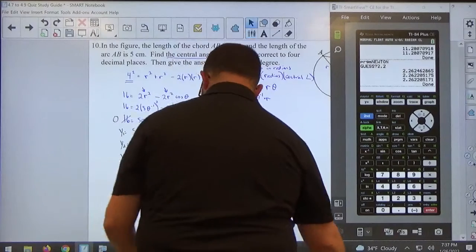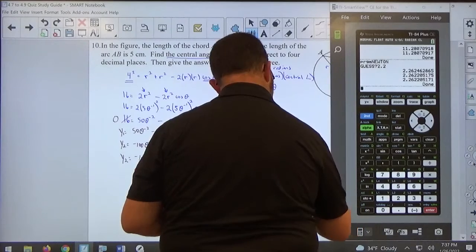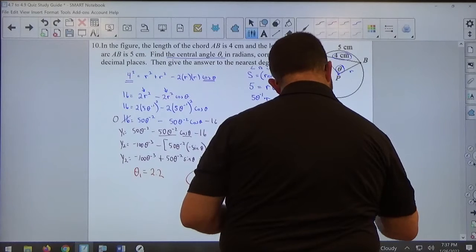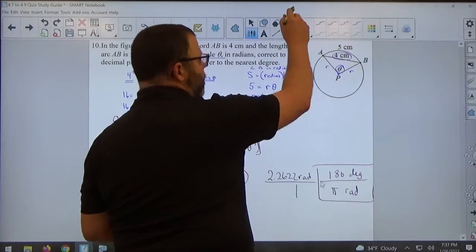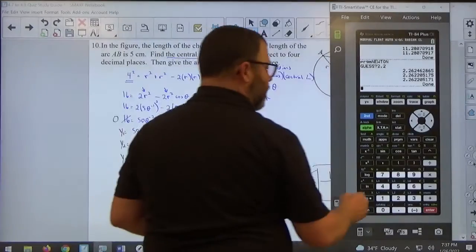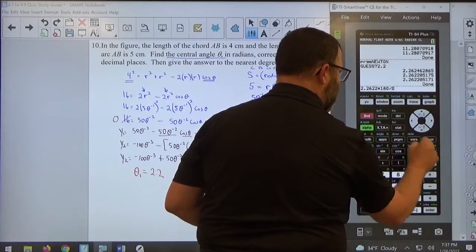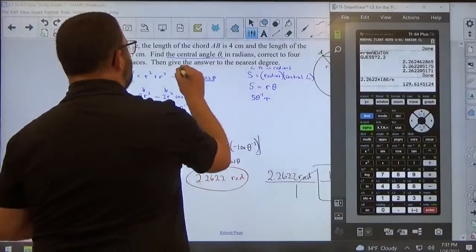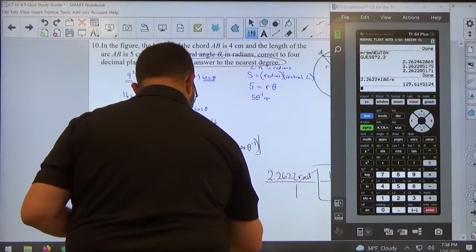If I want to change that into degrees, I'm just going to do 2.2622 radians multiplied by 180 degrees over pi radians. Make sure this is an equivalent measure, in which 180 and pi are the same. Radian cancels radian, so times 180 divided by pi. So 2.2622 times 180 divided by pi comes out to 129.6. It doesn't specify nearest to. It says give answer to the nearest degree. So that would be 130 degrees approximately.